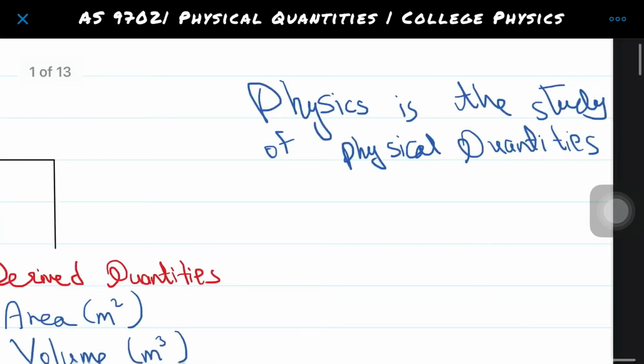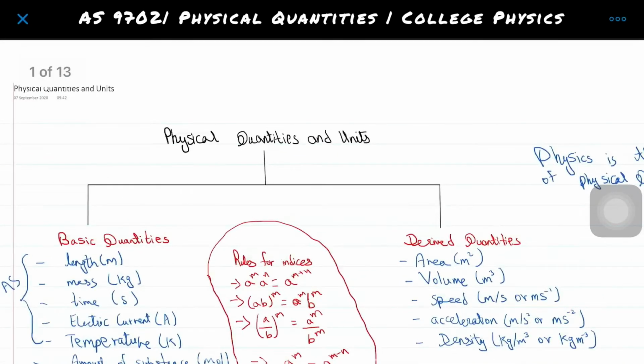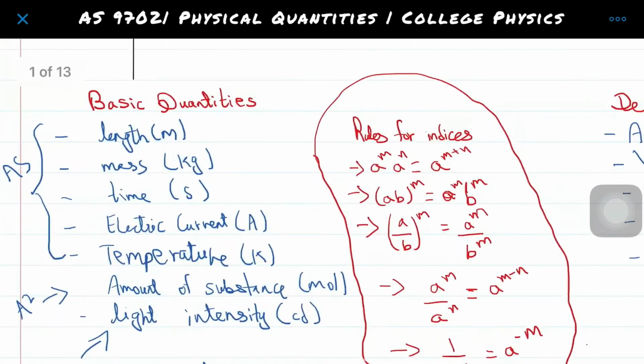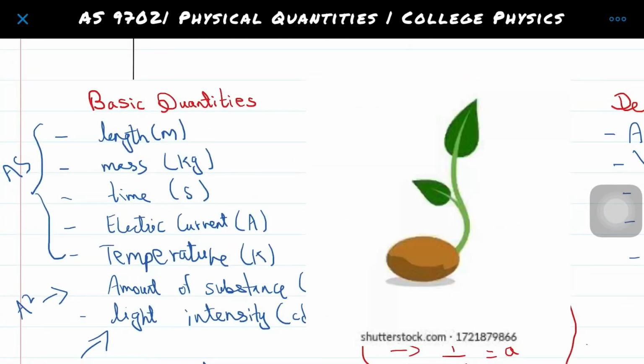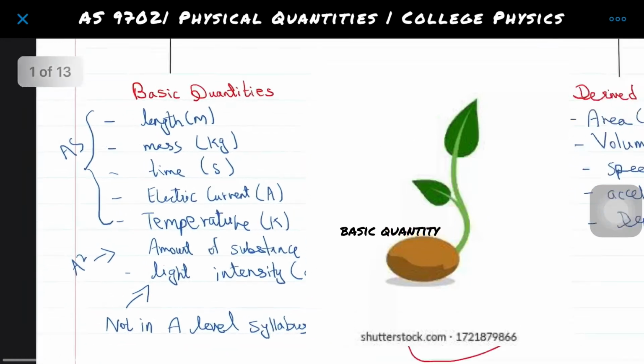What exactly is physics? Physics is the study of physical quantities. There are two types of physical quantities. There are basic quantities and then there are derived quantities. When we talk about the basic quantities, a basic quantity is the seed from which the plant of derived quantities grows. So we could say that basic quantity is the root of the derived quantity. A basic quantity is essential for a derived quantity to exist.